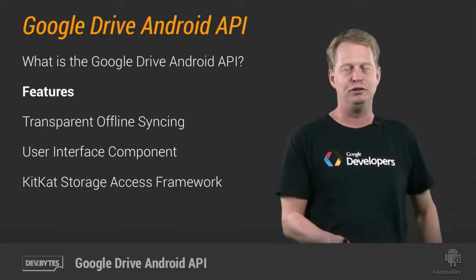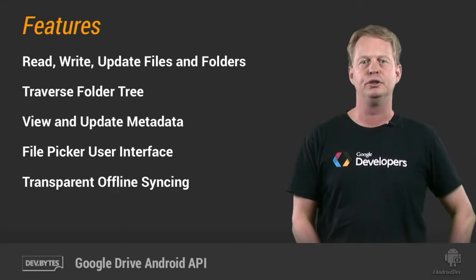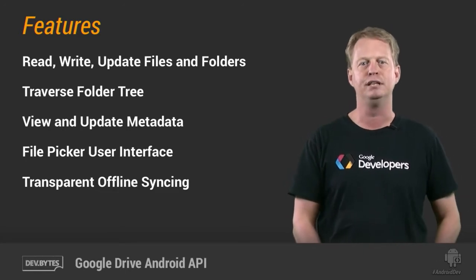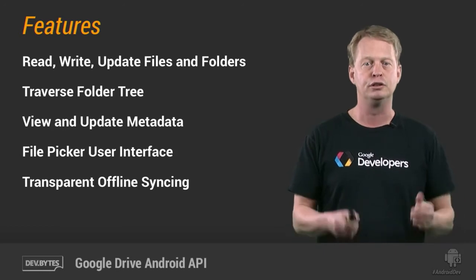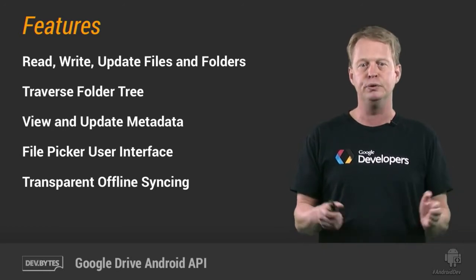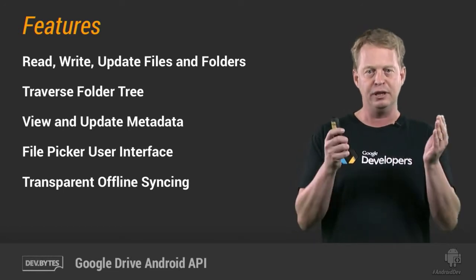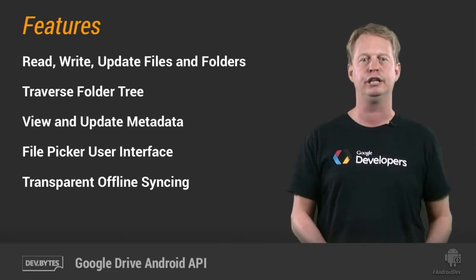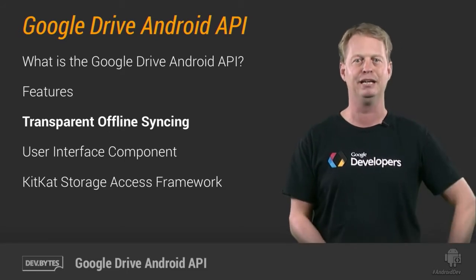And that brings us over to the features of the API. So pretty much everything you need to do to create a great Google Drive app is included in the API. You can read, write, update files and folders, traverse folder trees, view and update metadata. There is a file picker user interface, and you have transparent offline syncing. So let's talk about the transparent offline syncing to begin with.